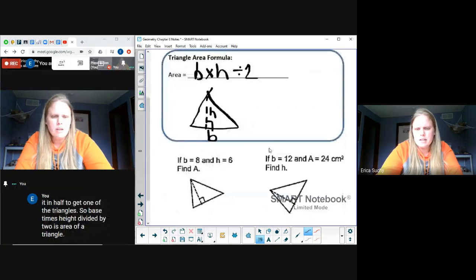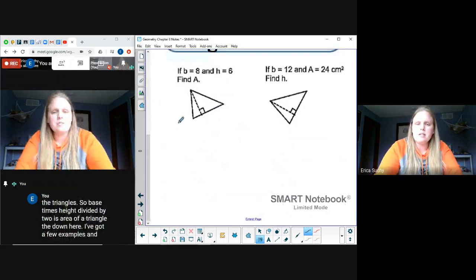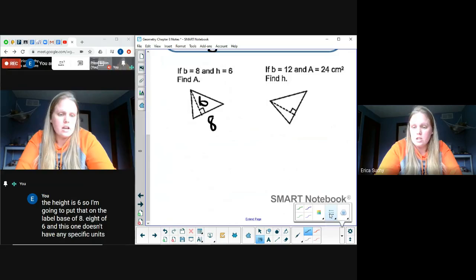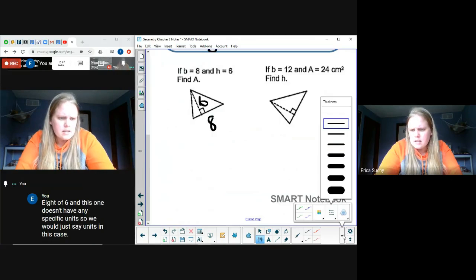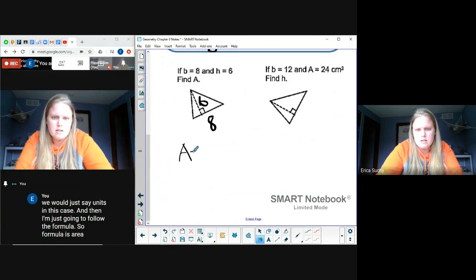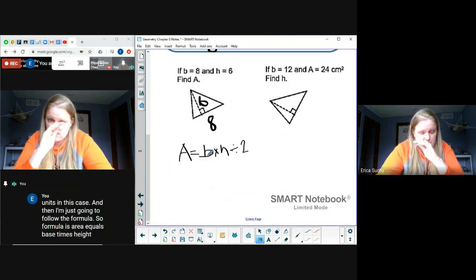Down here I've got a few examples, and on the first example it says the base is 8 and the height is 6. So I'm going to put that on the label, base of 8, height of 6. This one doesn't have any specific units, so we would just say units in this case. Then I'm just going to follow the formula. Area equals base times height divided by 2. And I just plug in the base and the height.